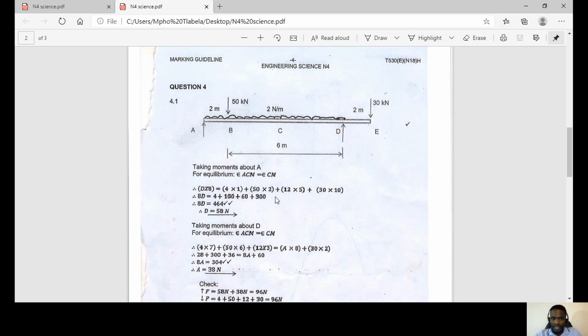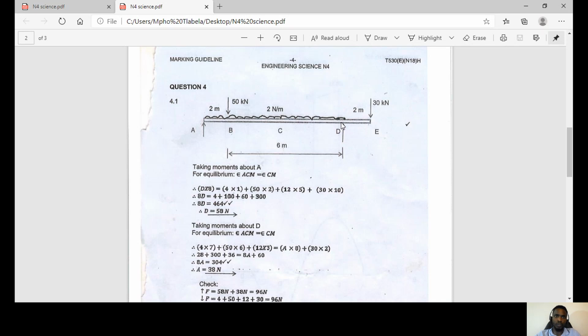Then you multiply the brackets. Then you add and you divide by 8, you'll get 58 newtons. That is the reaction at support D. Very important. The other way, guys, you can do it, you can work it from the total length of the distribution load. You can say the distribution load here is from A to D.